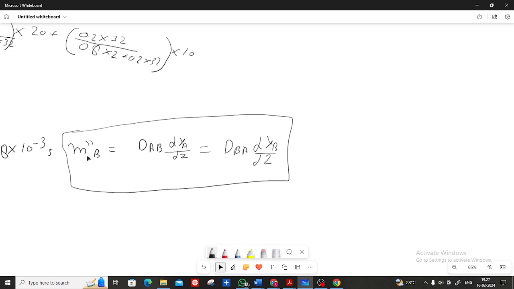See, first thing, you are saying mass flux of B, this thing is incorrect. This is not correct, bro. No, no, sir, this is not for mass flux of B, sir. This is the relation, sir. You remove the mass flux of B.